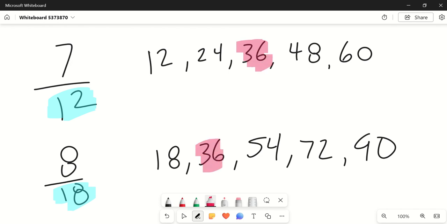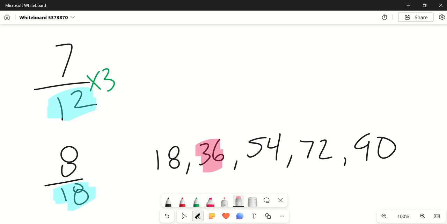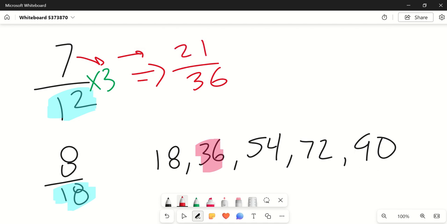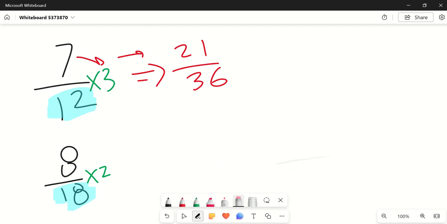Now, in order to get 12 to become 36, we multiply it by 3, because we see that's times 1, times 2, times 3. So what I'm going to do is multiply these both by 3 to get a new fraction. My 12 will become 36, and 7 times 3 will become 21. So 7/12 becomes 21 over 36. Down here, to get 18 to become 36, I multiplied it by 2. So I'll multiply both of these by 2. I'll erase this. 18 will become 36, and then 8 times 2 will become 16.